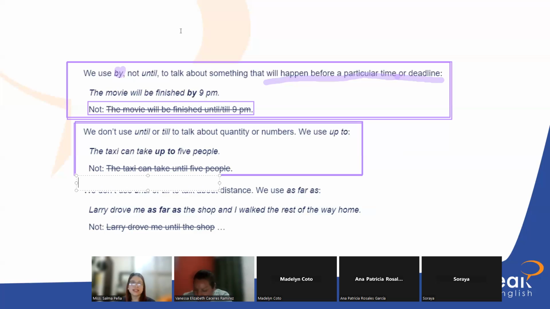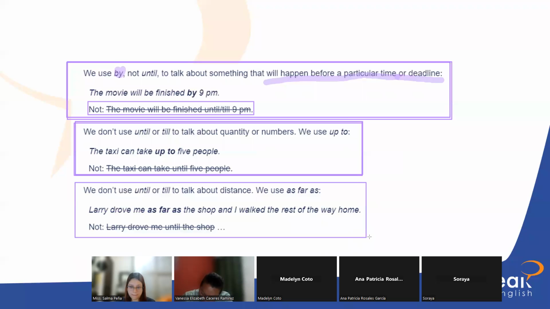And let's see, Madeline, help me with number 3. Okay. We don't use until or till to talk about distance. We use as far as. Larry drove me as far as the shop, and I walked the rest of the way home. Not Larry drove me until the shop.